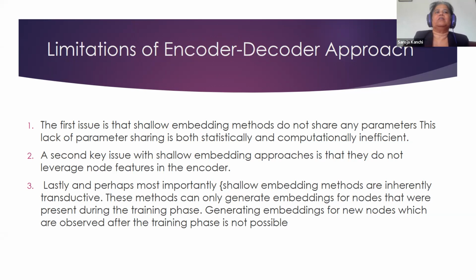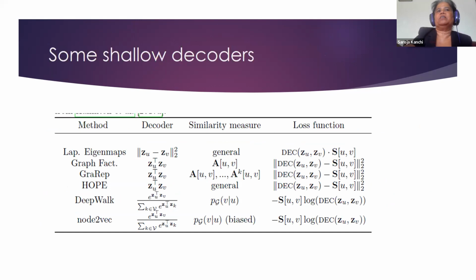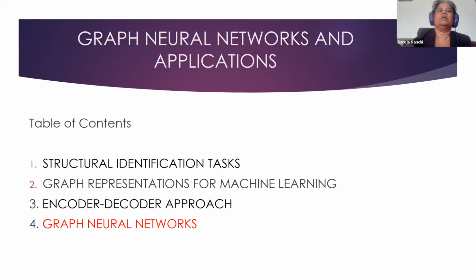However, it has a limitation because the decoder and encoder don't talk to each other in any way. They don't share any parameters. And when you do shallow embedding, they do not leverage the node features of the encoder. So the question then is, how can we learn this embedding itself? Rather than us predicting the embedding and predicting the decoder, is there a way that, given a graph, we can learn the features of the graph themselves instead of trying to provide the features of the graph?